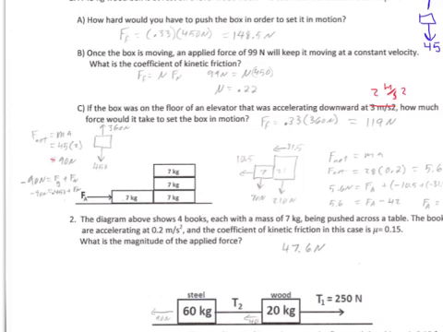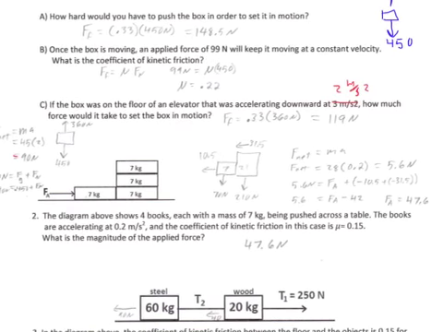And 210 newtons of normal force times 0.15 gives me 31.5 newtons of friction force. So now, in order to figure out the magnitude of the applied force, I just have to remember that since this is accelerating at 0.2, I can approach it this way then.